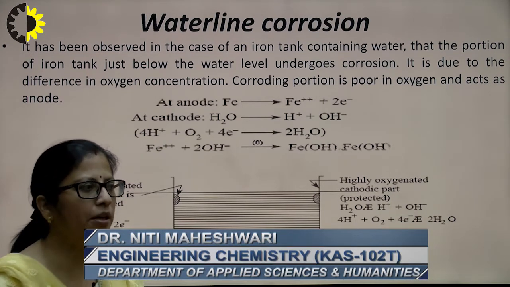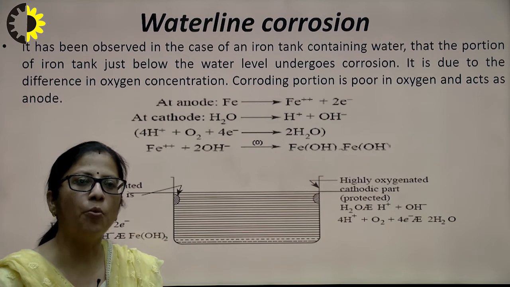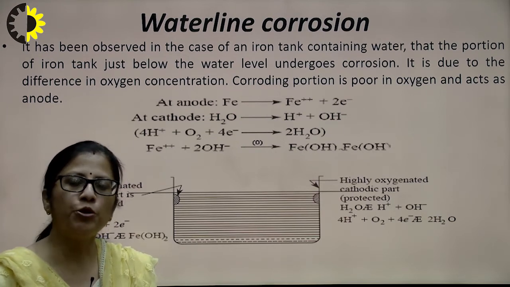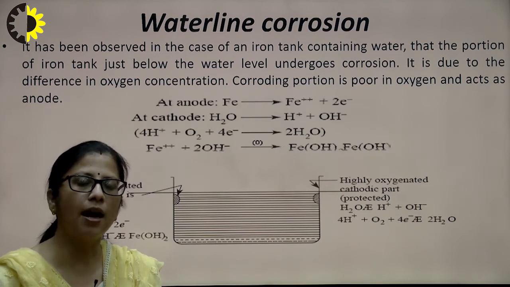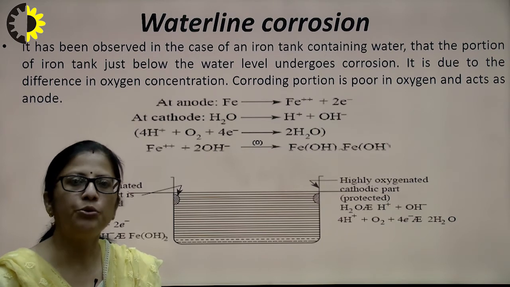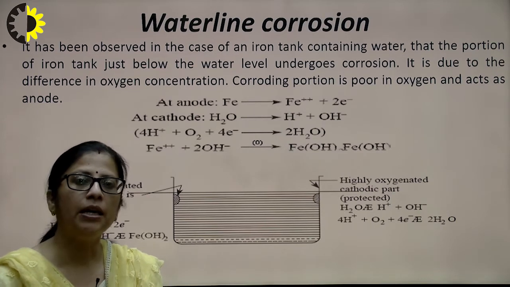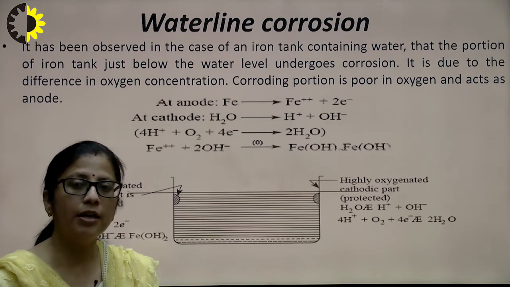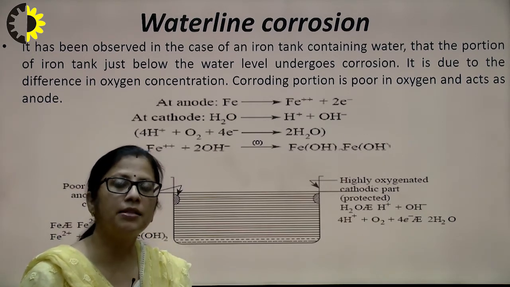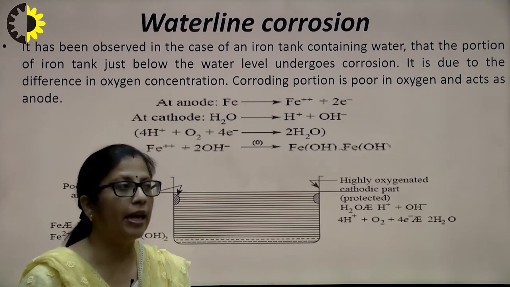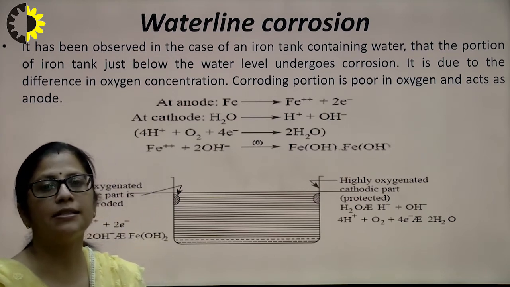Now, it has been observed that in the case of an iron tank which contains stored water, the portion of the iron tank which is just below the level of the water starts undergoing corrosion due to difference in the oxygen concentration. It has been proved experimentally that the areas where the oxygen concentration is low start behaving as anode, and the areas of the metal where oxygen concentration is high start behaving as the cathode.